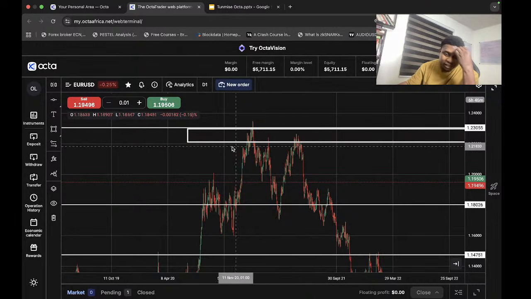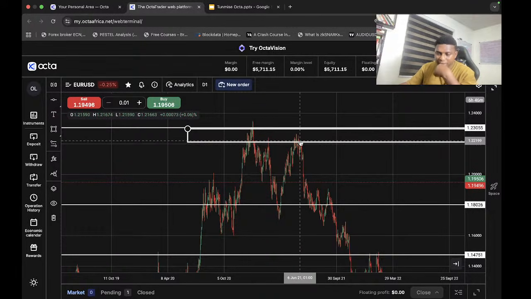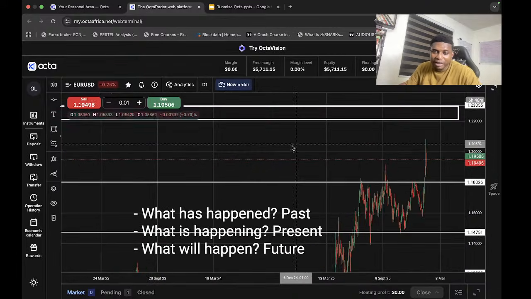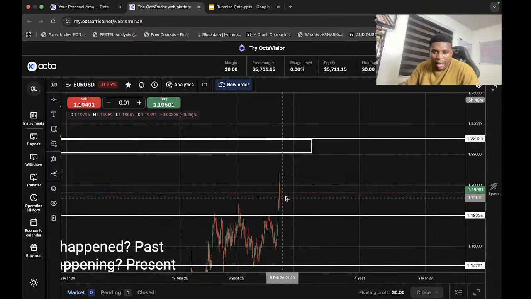This footprint here means that the last time price got to this level of 1.23055 was in 2020-2021. Between 2020 and 2021 was the last time price got to this region, and now we can see price is already at this level.